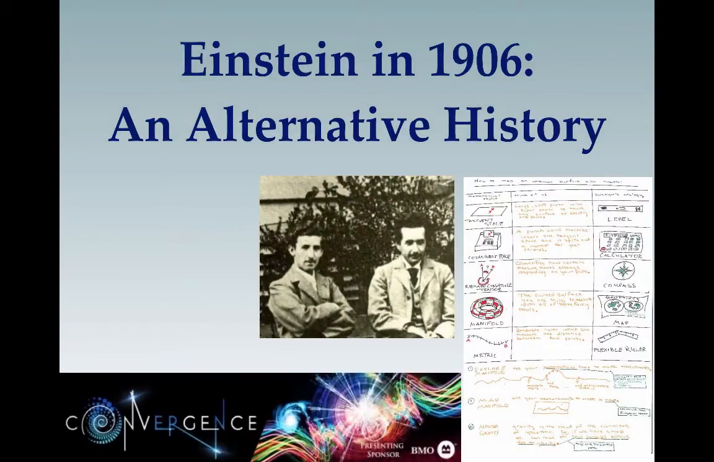Einstein in 1906, An Alternative History. This is a talk I gave at the fall APS meeting in 2015 at Dartmouth University. And we see right in the middle there Einstein and his math buddy Marcel Grossmann.